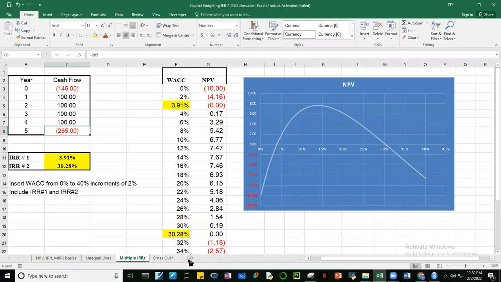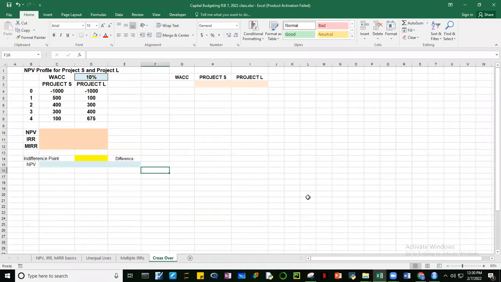Okay, let's go to the last. Itong crossover, no? So we have two projects. They have the same WACC. Let's give this a name. Let's call it WACC 1. Isa kanina WACC na. I'm going to call it WACC 1. Okay. And we have the cash flows for Project S and Project L.